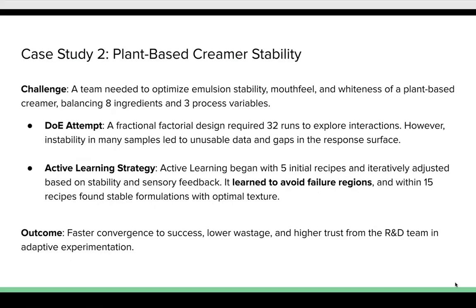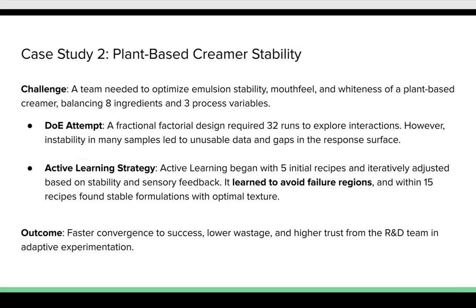Another example is of a plant-based creamer stability. So the team needed to optimize emulsion stability, mouthfeel, and whiteness of a plant-based creamer, balancing 8 ingredients and 3 process variables. A fractional factorial design with design of experiments required 32 runs to explore interactions. However, instability in many samples led to unusable data and gaps in the response surface.